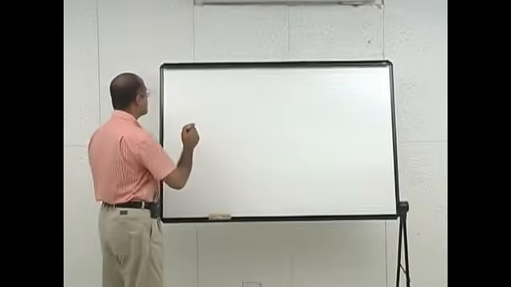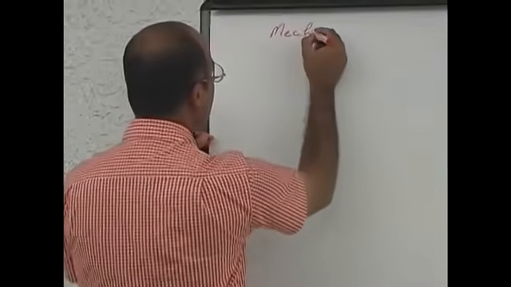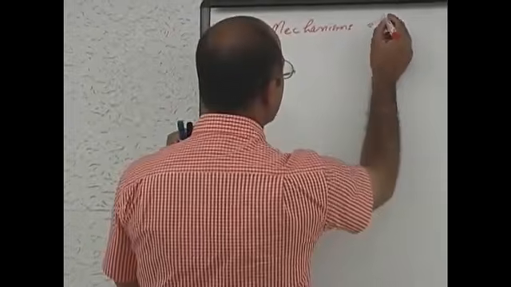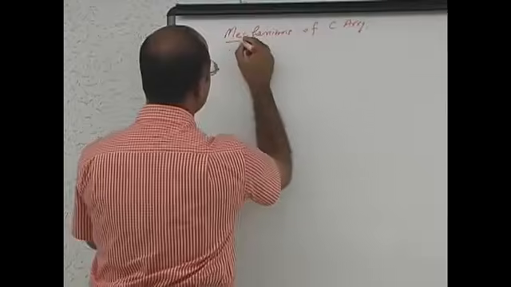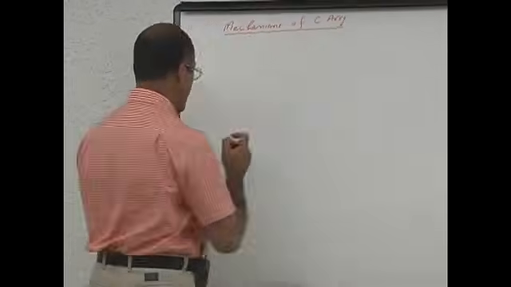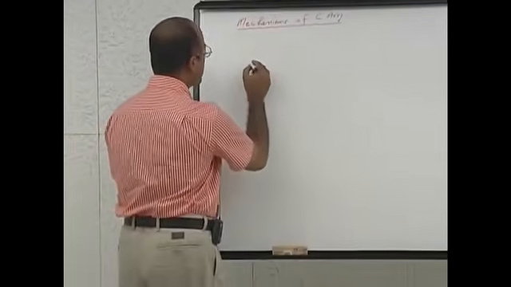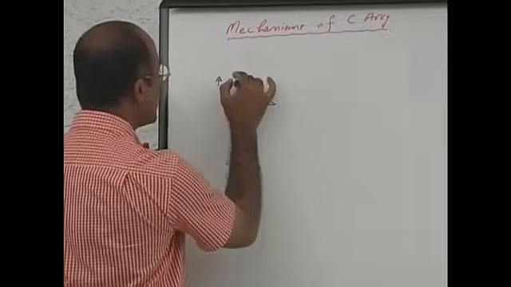Now we will be talking about the mechanisms of cardiac arrhythmias. Basically, primarily there are three mechanisms. Number one, there may be increased automaticity.